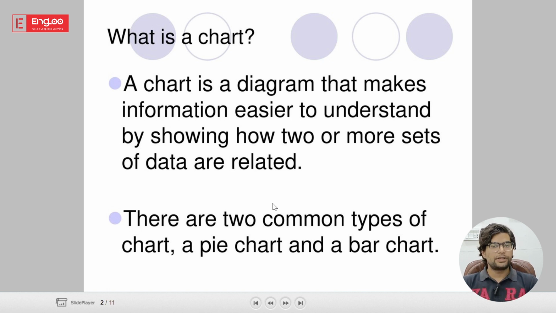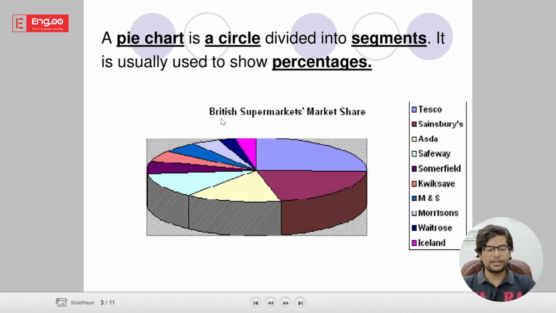Firstly, what is a chart? A chart is a diagram that makes information easier to understand by showing how two or more sets of data are related. So we need to look for the data sets and their relevancy. Secondly, there are two common types of chart, a pie chart and a bar chart.